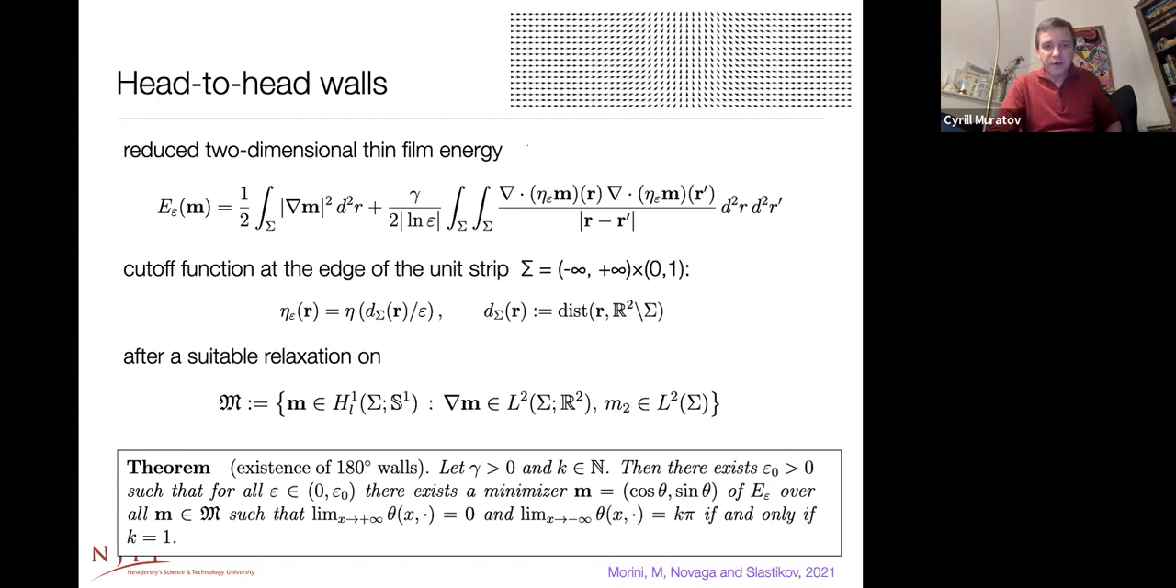Let me mention briefly our recent results in the work with Massimiliano Morini, Matteo Novak, and Valery Slastikov on head-to-head walls. Since I don't have time, I will only tell you in a nutshell. We study the following reduced two-dimensional thin film energy, which incorporates the effect of the film edges, which have been regularized on the length scale corresponding to the thickness of the material. This can be rigorously derived from more microscopic models of ferromagnetism in 2 dimensions. The energy is very simple: just the exchange and the stray field energy, with a normalization that smoothly changes m from a length 1 vector to a length 0 vector on a unit strip.